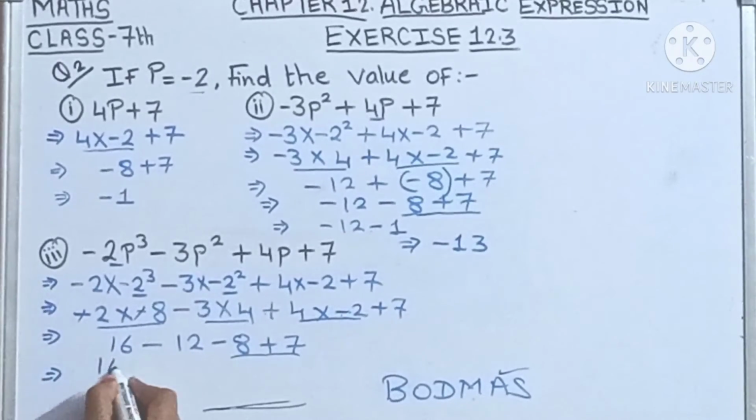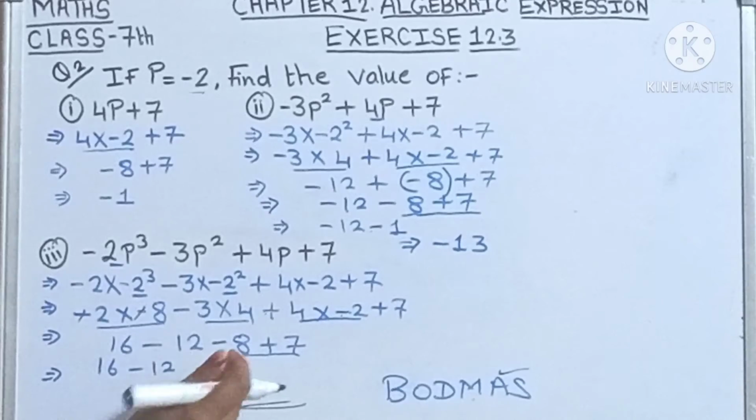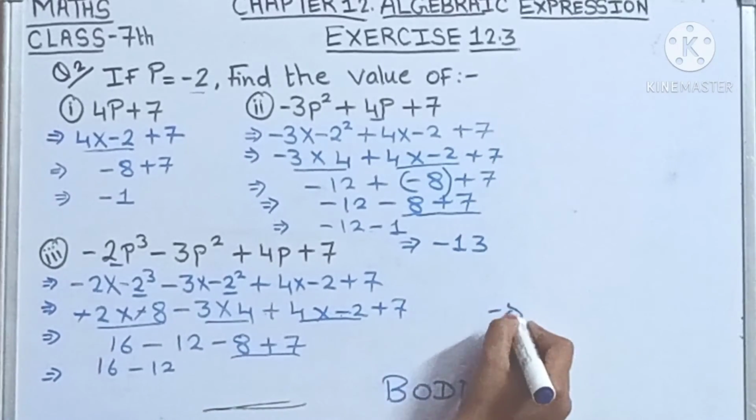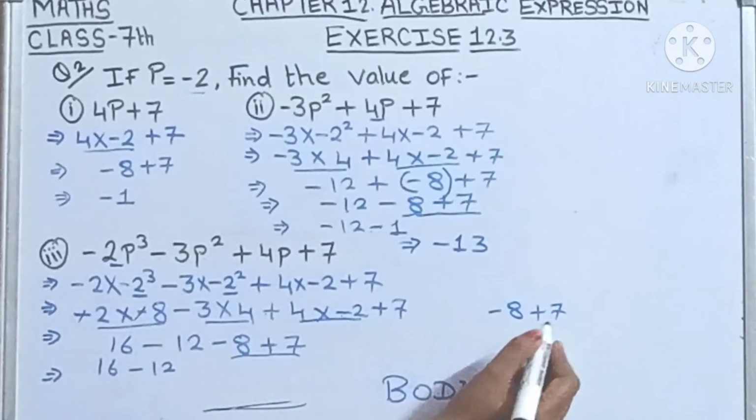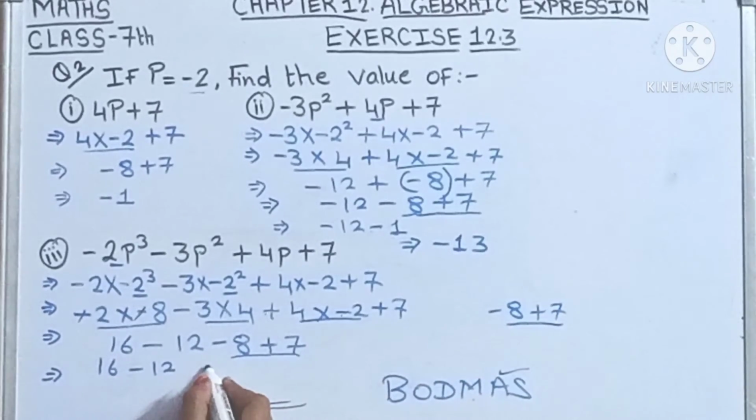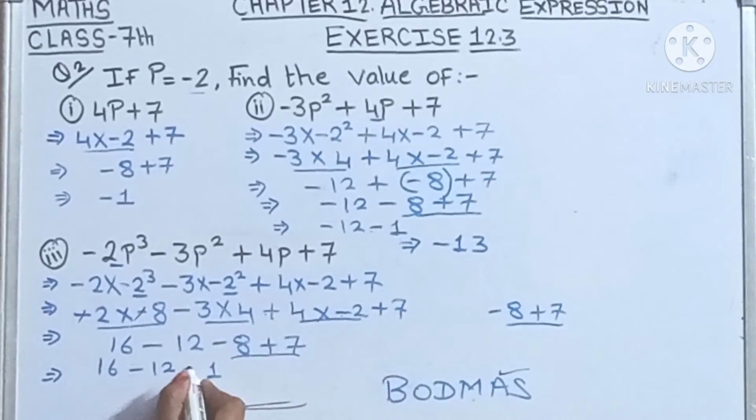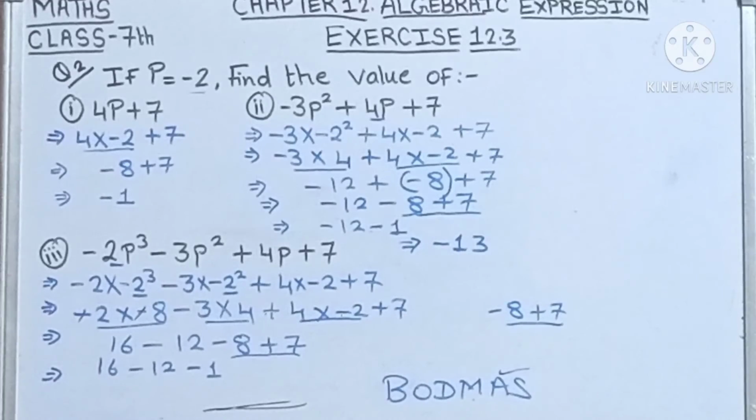Now 16 minus 12. Now we have to solve this term, minus 8 plus 7. If we write this in rough, minus 8 plus 7, plus minus becomes minus, and 8 minus 7 will be 1, and the greater number has the minus sign, so it will be minus 1. Okay.